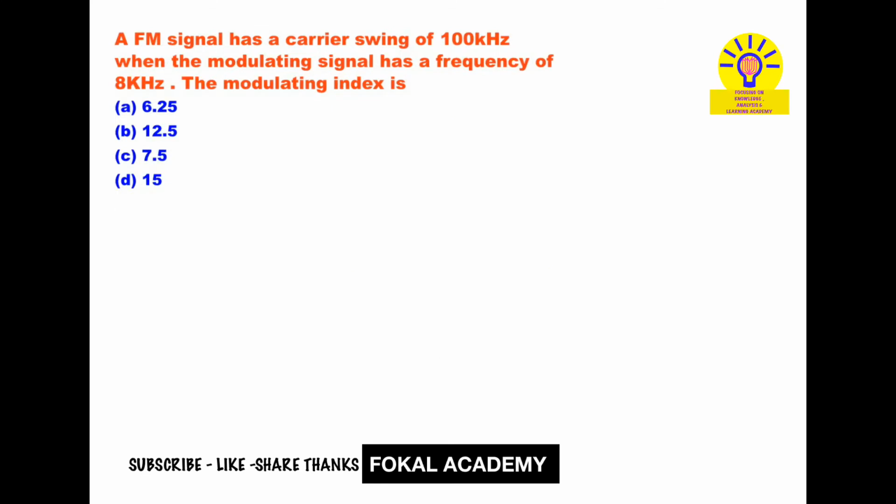See here in this problem, an FM signal has a carrier frequency given, that is 100 kHz, when the modulating signal has a frequency of 8 kHz. So here modulating signal means message signal. And what is the modulation index? Or modulating index. So first of all, what is the FM signal?